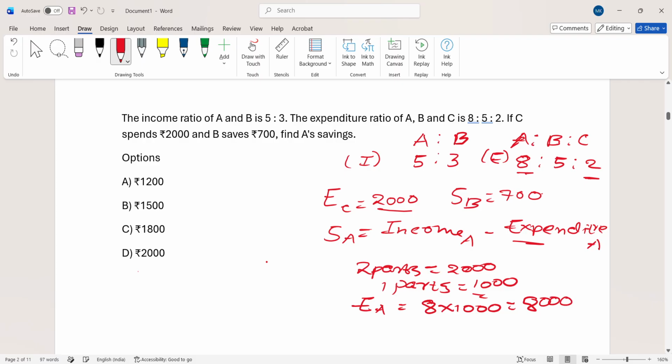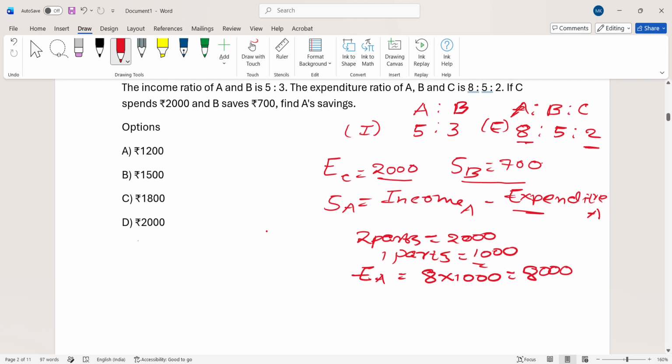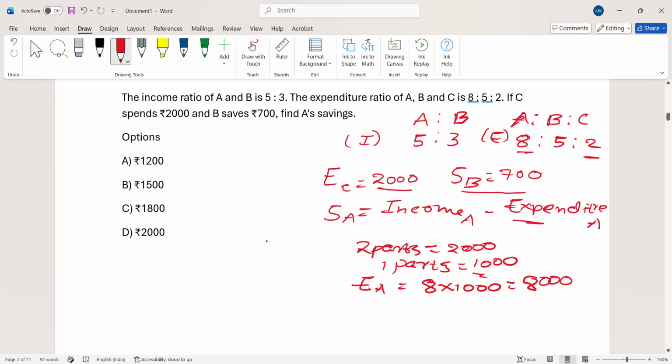Yes. But for finding the income of A, we should know another thing. We shouldn't have any clue in this question, but we have a small clue, guys. That is savings of B is 700. If savings of B is 700, can I find income? Yes, we can find income because we have savings of B and we have expenditure of B.